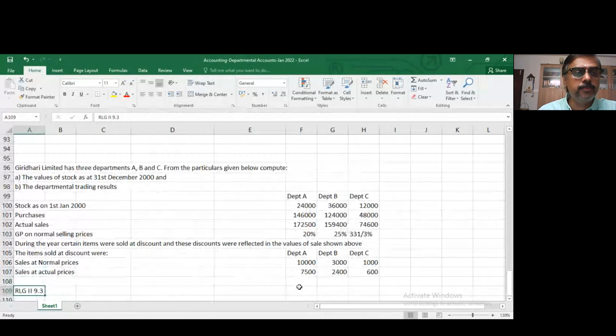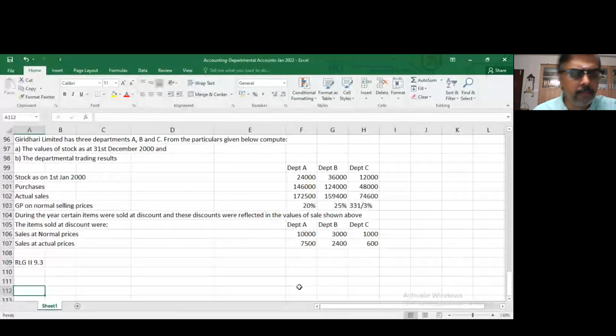So let's go to the next problem. So again, an interesting type of a problem. All of you are able to see the screen now, because still some students.